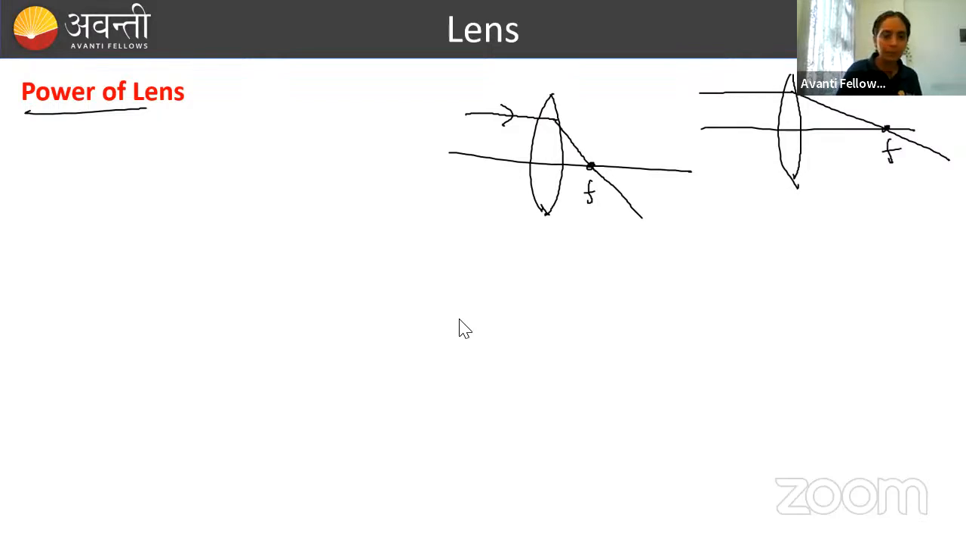Now look carefully here. If there would have been no lens, then in the first case, light would have gone in this direction, and in the second case, light would have gone in this direction, right?